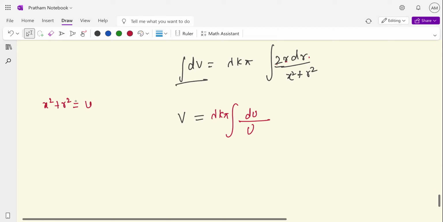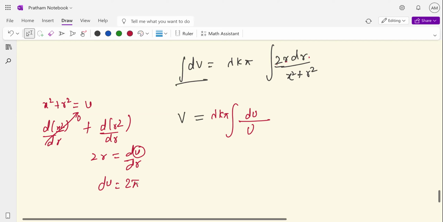Let's say I'm differentiating with respect to r, so it will become d(x square) by dr. You can see x is a constant, because I'm going at some distance, so this goes to 0. Plus I have d(r square) by dr, which becomes 2r, because dr by dr comes out just 1. Now this equals du by dr. I don't have any other relation for this, so it becomes like this: du becomes 2r dr. Make sense?